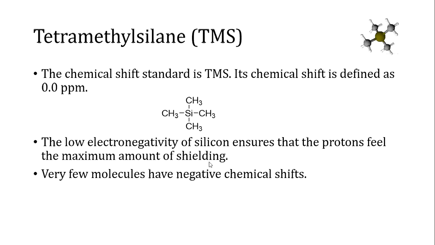The low electronegativity of the silicon atom ensures that the protons feel a very large amount of shielding, both from the large amount of electrons on the silicon atom itself and from the full effect of the electrons in the carbon-hydrogen bonds. The chemical shift of tetramethylsilane, or TMS, is assigned to be 0, and all chemical shifts are then assigned relative to TMS. If you go on and study further in chemistry, you might encounter a small number of compounds that have negative chemical shifts. But in organic chemistry, for the time being, we're only going to encounter compounds that have positive chemical shifts.